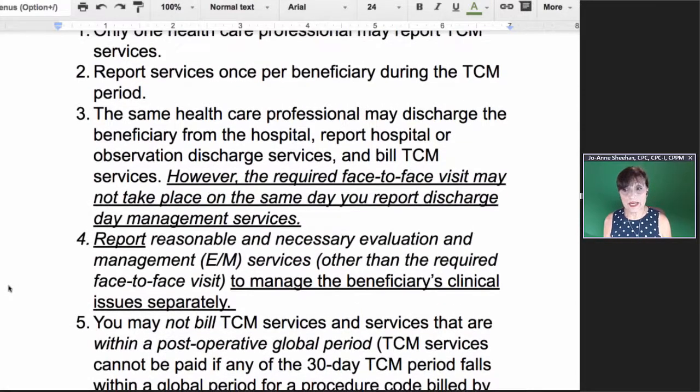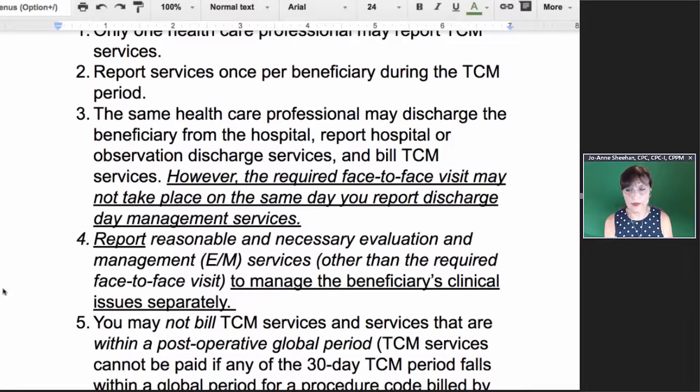Now, you can report a reasonable and necessary evaluation and management service other than the required face-to-face to manage the beneficiary's clinical issues separately. And I have seen multiple times primary care physicians, when they're managing a patient that is involved with the TCM, that they do incorporate the face-to-face or the communication between the patient or a guardian in their TCM. But sometimes the patient will go in on the exact day that they're billing for the TCM, on that 30th day, and they can actually bill for a visit.